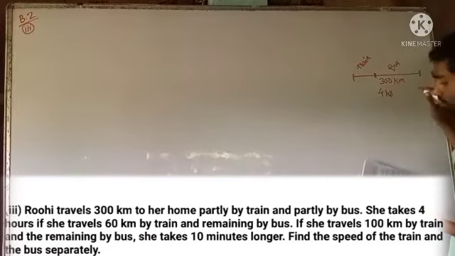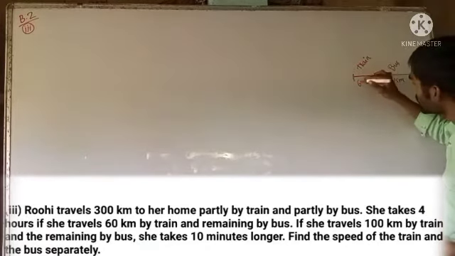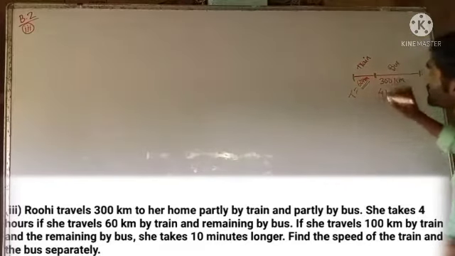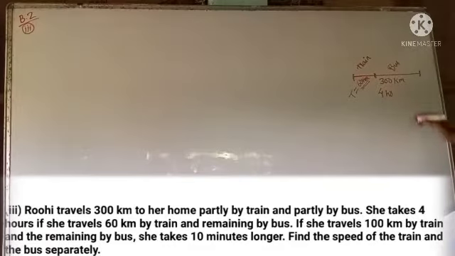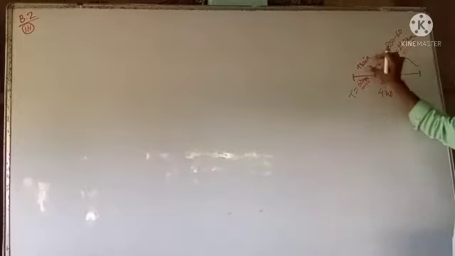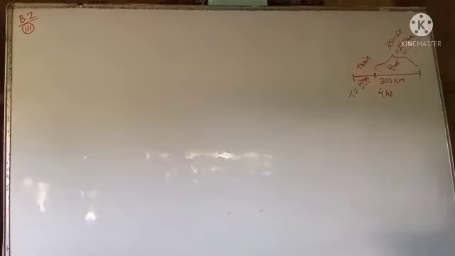Now, if she travels 60 kilometers by train, that is, train she is traveling 60 kilometers. Now here, what will be the distance that will be covered by the bus? That means 300 minus 60, so we'll get here 240 kilometers. That means 240 kilometers she is traveling by bus and 60 kilometers she is traveling by train. And it takes her 4 hours to complete that 300 kilometer journey.